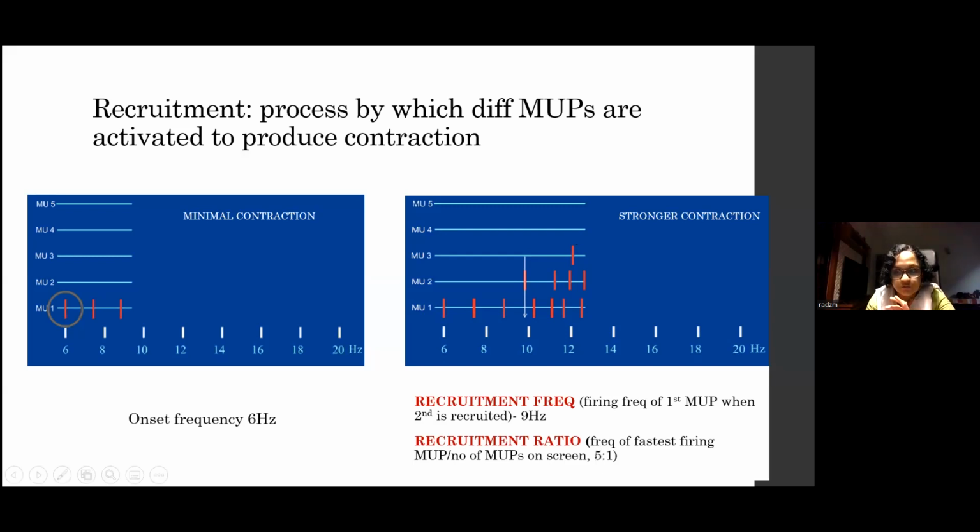So that's okay. 5:1 is normal. If you look at the frequency of the fastest firing motor unit potential divided by the number of motor unit potentials on screen, a 5:1 ratio is okay. A ratio more than 5 is neurogenic, less than 4 is myopathic.